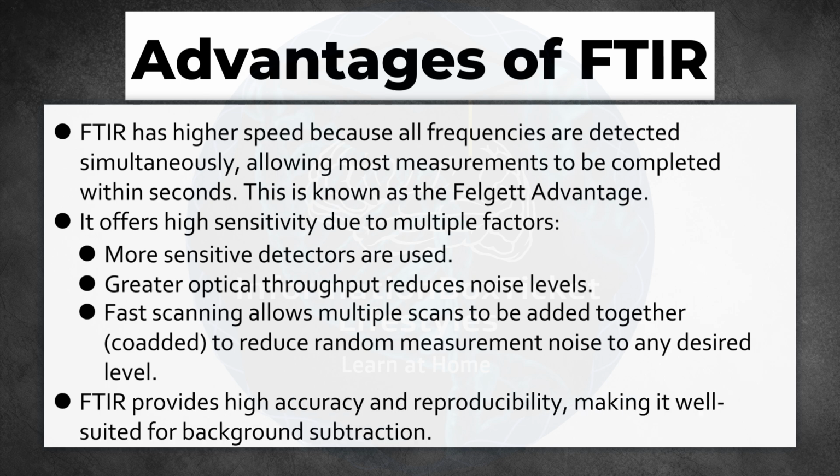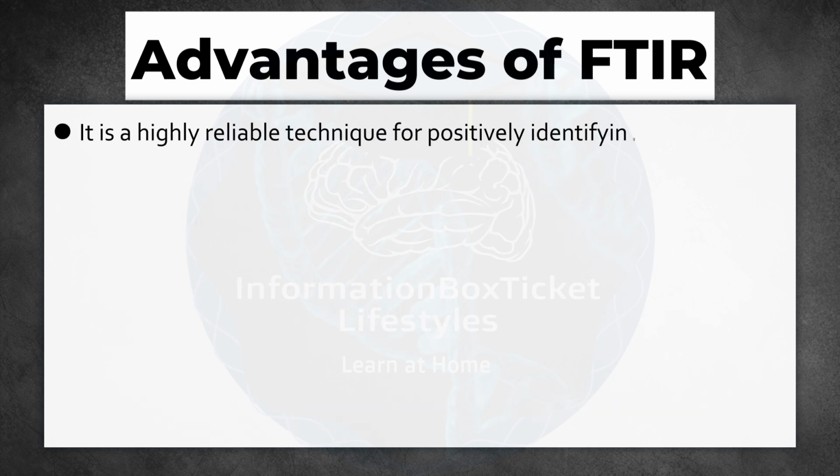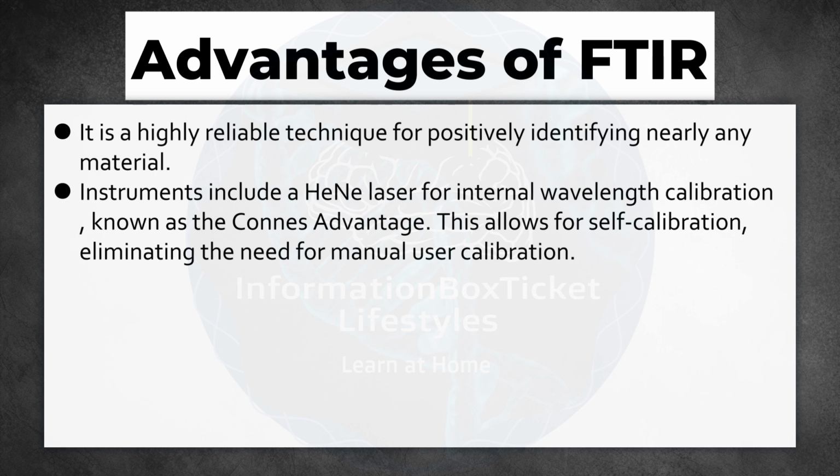FTIR provides high accuracy and reproducibility, making it well-suited for background subtraction. It is a highly reliable technique for positively identifying nearly any material. Instruments include a He-Ne laser for internal wavelength calibration, known as the Connes advantage. This allows for self-calibration, eliminating the need for manual user calibration.